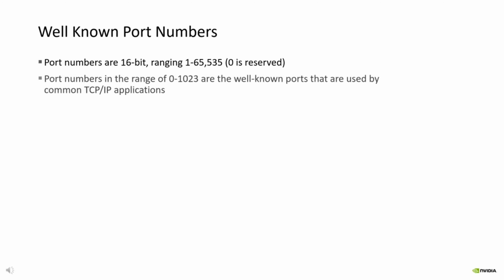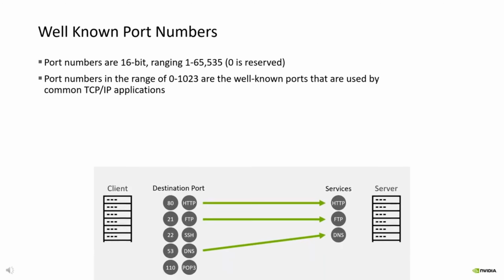Port numbers are 16-bit in size, hence ranging from 1 to 65,535. 0 is reserved. Port numbers in the range of 0 to 1023 are the well-known ports that are used by common TCP/IP applications. Some examples of well-known port numbers are listed here.